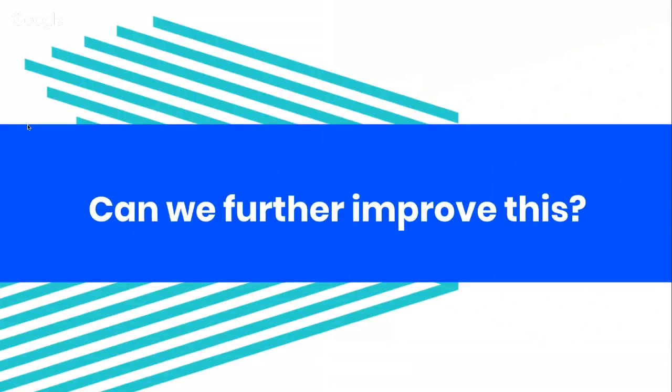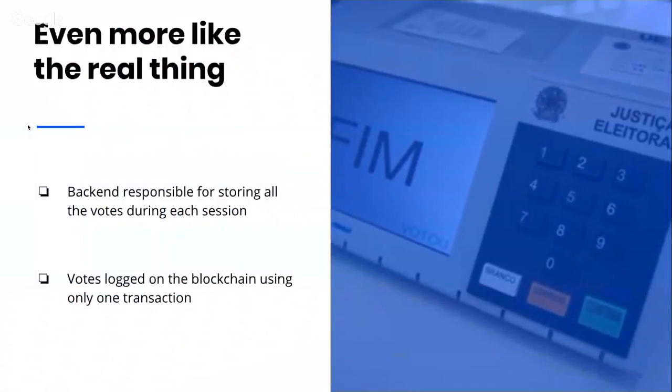We can take a page from something that we Brazilians already know very well: how the real vote works. Right now, we have these little urns that store all the voting data, and at the end of the voting session, they transmit all of the voting data. If we try to use the same logic here and make the backend responsible for storing all the votes during each session, and at the end of the session, logs every vote using just one transaction, we can reduce this cost even further.